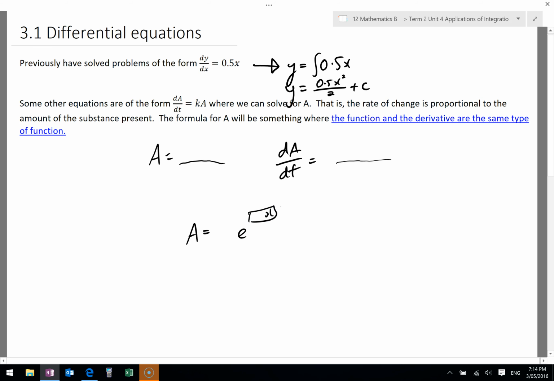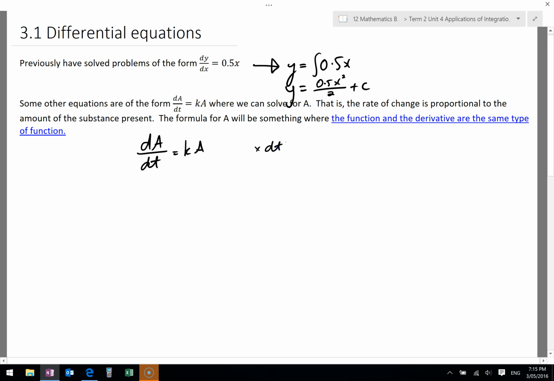So I'll start with dA/dt equals kA. Going to do a thing called separation of variables. So this dt, we're going to multiply both sides by dt, and we get kA times dt. I can't integrate both sides yet because I've still got that A dt over here. If I tried to integrate it, I'd be integrating A with respect to some other variable and be in all sorts of trouble. So I'm going to divide both sides by A. So I get dA on A equals k dt.